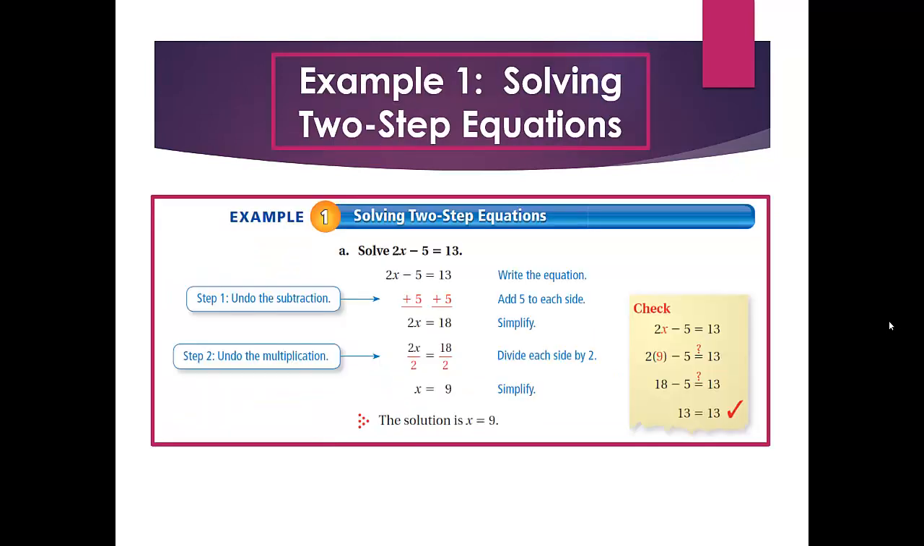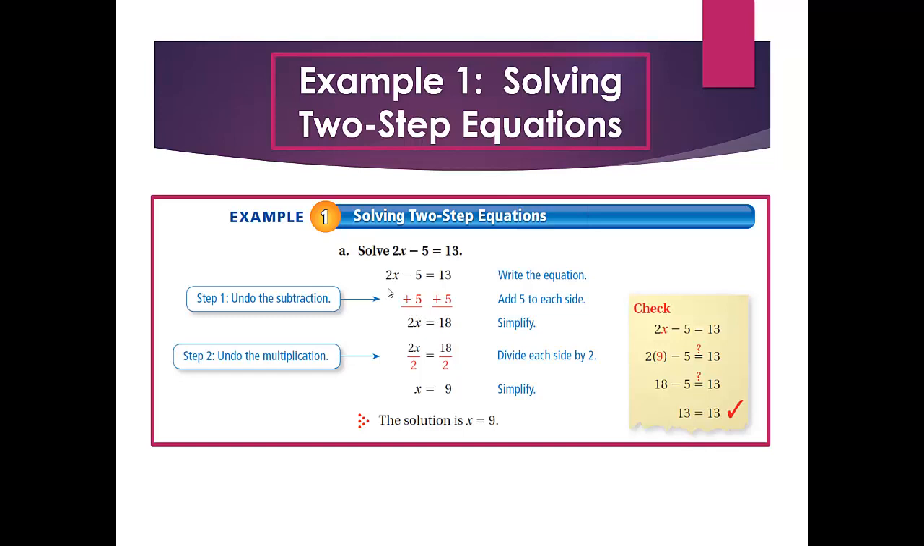For our first example, we're solving two-step equations. For A, we're going to solve 2x minus 5 equals 13. Our first step is to undo the subtraction. Since we're subtracting 5 in the problem, we're going to add 5 to solve. We're going to add 5 to both sides of our equation.